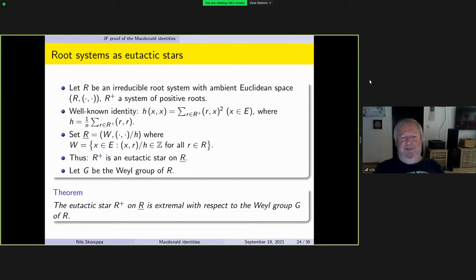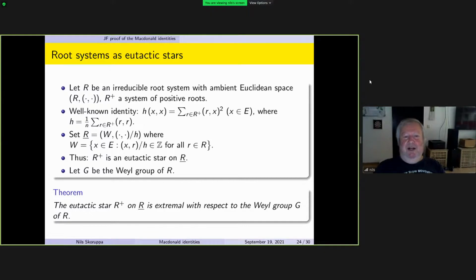But it's not really simple. I needed several months to find the proof. I mean, not working every day, but coming back to it from time to time. It took me very long to find the proof, but that was maybe due to my ignorance of root system theory and the like. In the end, I found the proof. It's very short and simple. It's a direct proof. There's nothing fancy in it. I don't cite big theorems or whatever. It's straight from the definitions of root systems that you can derive that the eutactic star R plus is just G extremal. So it's really an honest, simple proof of the Macdonald identities.